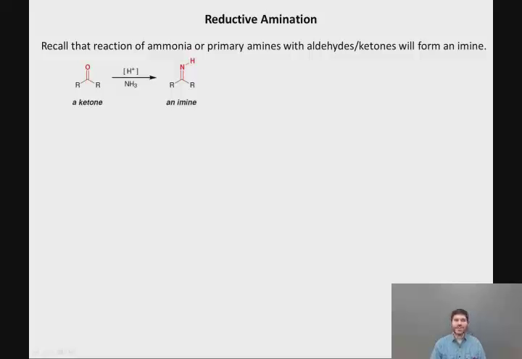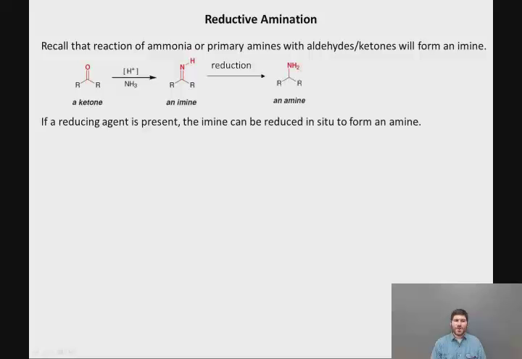Okay, so in this case, we have a ketone reacting with ammonia, and that's going to give you an imine with a hydrogen on it. Well, if a reducing agent is present, that imine that I drew there is actually not going to be a particularly stable imine. That imine formation is going to want to go in the opposite direction. But if you can reduce it, the imine can be reduced in situ, which means in the reaction flask, in order to form an amine. So in this case, we are forming a primary amine.